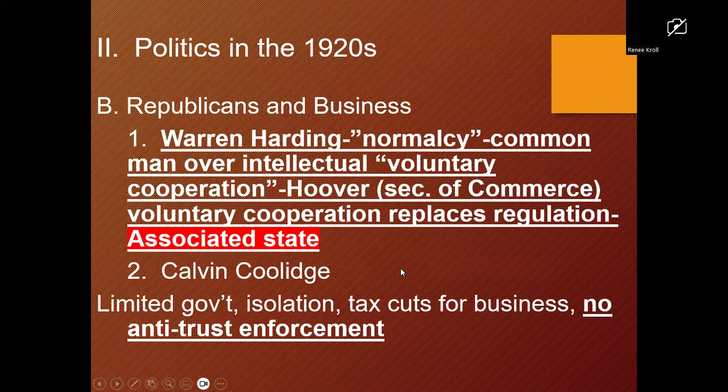Warren Harding is campaigning on a return to normalcy. I need to know what that means. It's right here in the slide. And I need to know how Hoover, his Secretary of Commerce, is playing a huge role, because Hoover is giving us our laissez-faire of the 1920s. And the laissez-faire of the 1920s is voluntary cooperation. It's businesses replacing regulation with it. And it's really important that we understand what that means. It's a hands-off approach where we're going to have all these great laws, but are we actually doing anything?